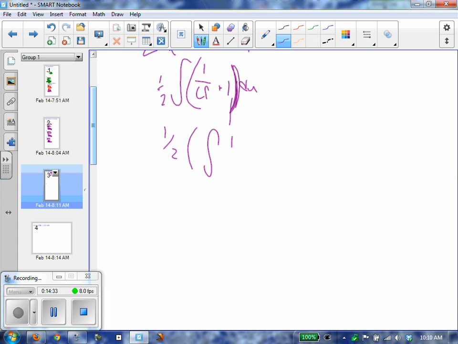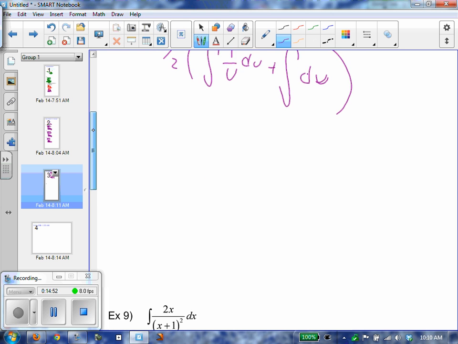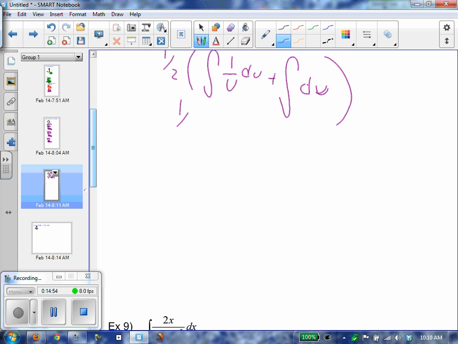So then you got 1 half, 1 over u, and then integral of 1 plus 1, and then du, right? And then integral of plus 1, or just du. Is it plus? Yeah, plus right there. Parentheses. So then 1 half ln of u, parentheses, ln of u, and then it's plus.